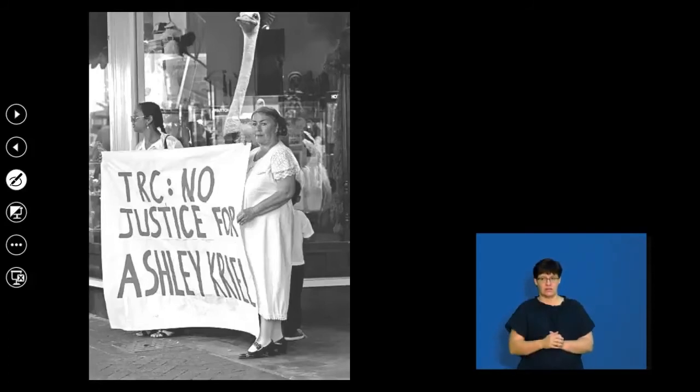Now, this is the visual source. The caption has already told you that this was a protest. These two ladies were not just standing there having fun, they were actually protesting. So you need to look at that. And then you look at the banner they're carrying there. It does say in the caption that they were carrying a banner which says TRC, no justice for Ashley Kriel. Okay.